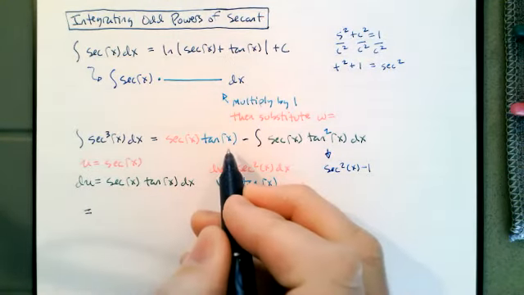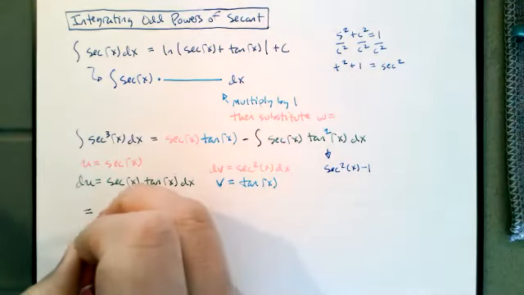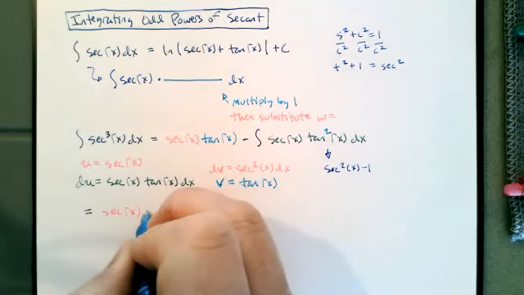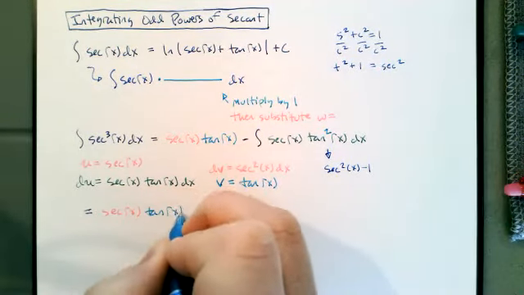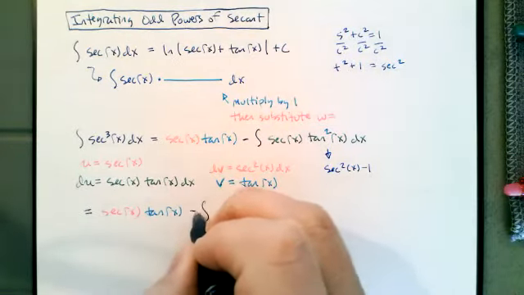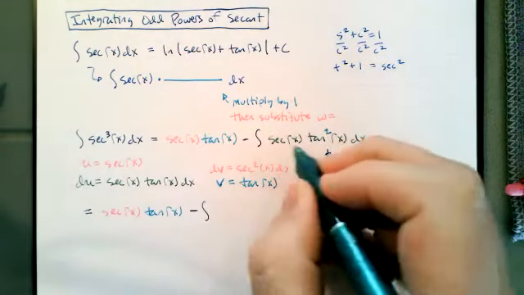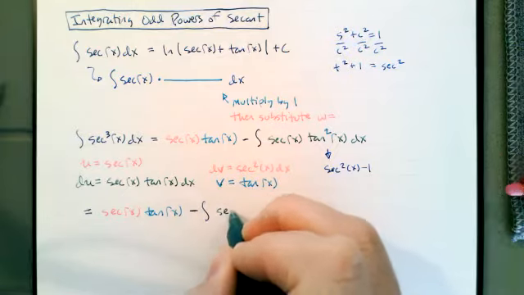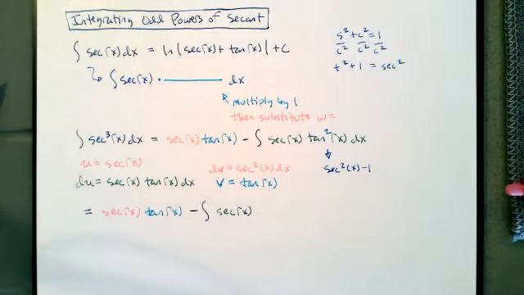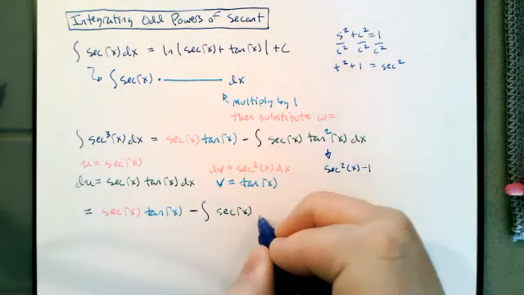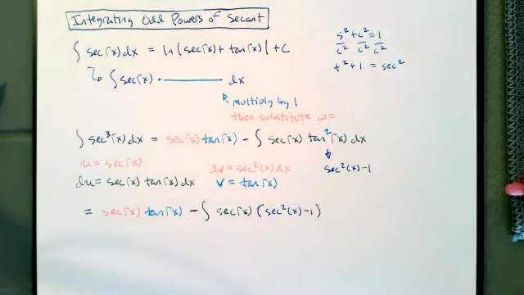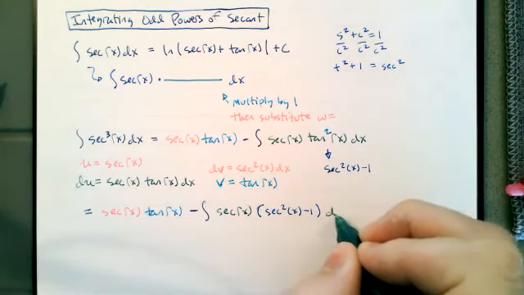So we still have the secant x tangent x from our original application of parts. And now we're going to replace the tangent squared. So I still have this secant out in front. That's the secant from our original application of parts. But now the tangent squared from the v and the half of this du is going to be written as secant squared minus 1. And it's still a dx.